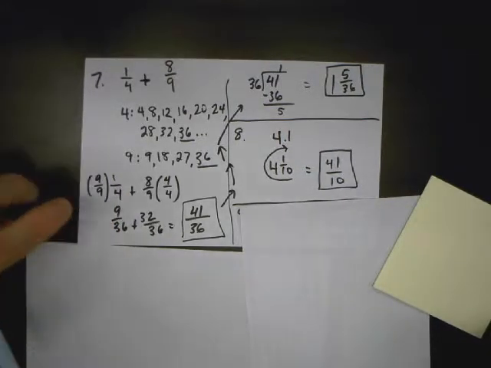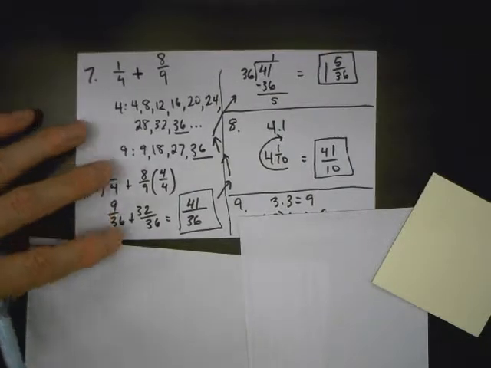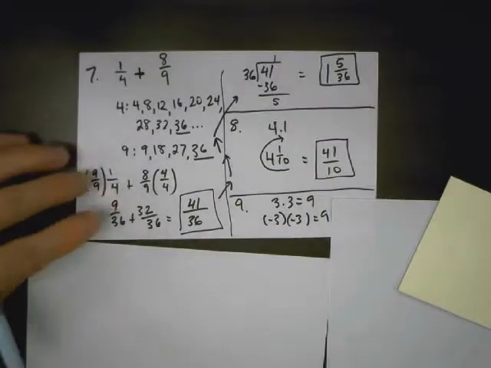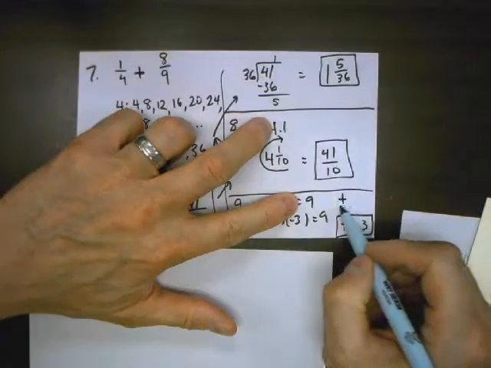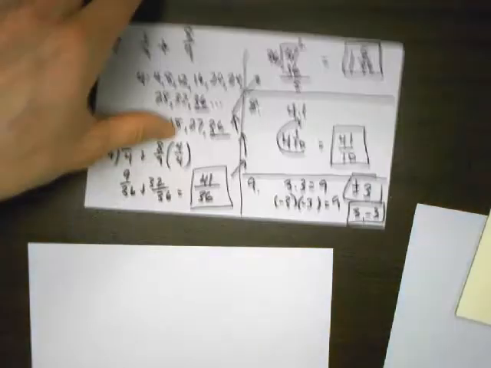Problem number 9, we had to find the 2 square roots. Well, since 3 times 3 is 9, and negative 3 times negative 3 is also 9, the 2 square roots are 3 and negative 3. You could also write this like this, plus and minus 3, can't you?